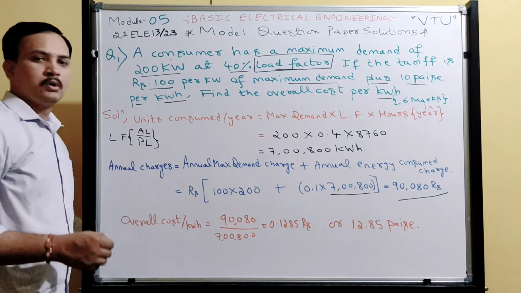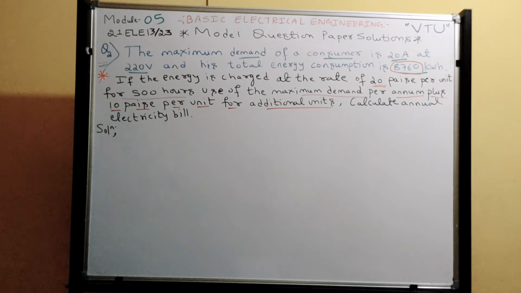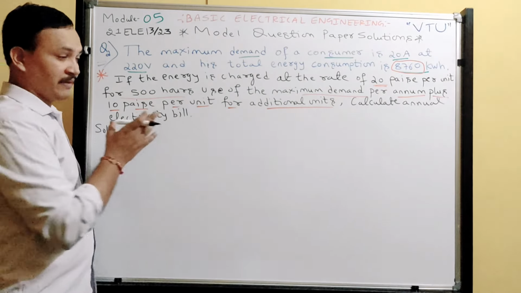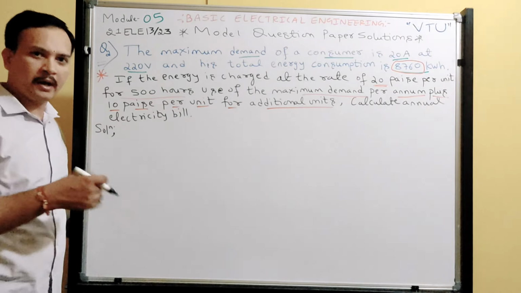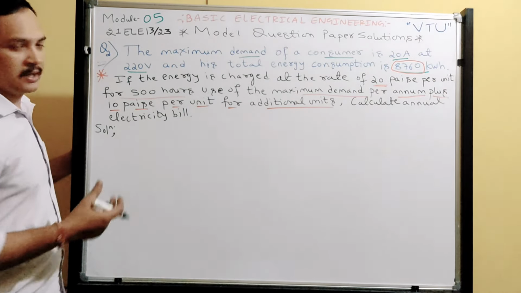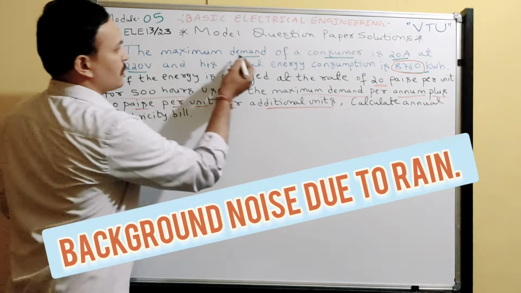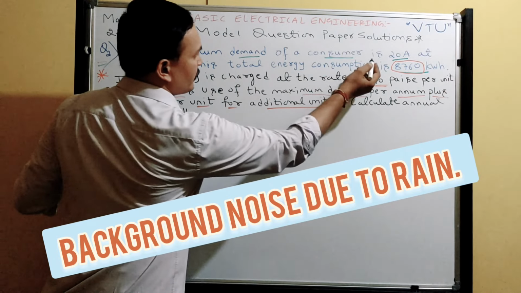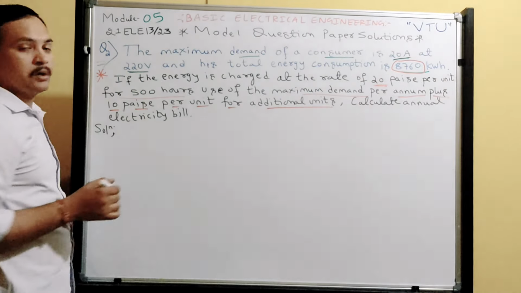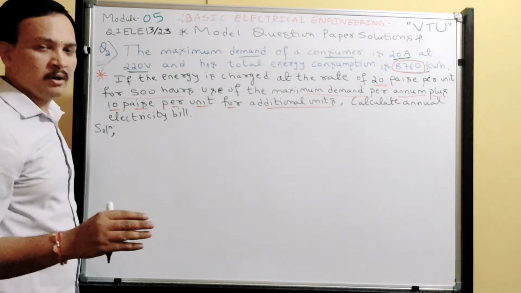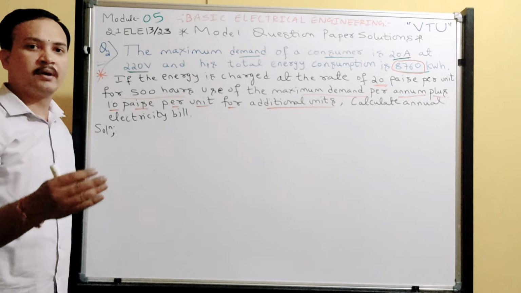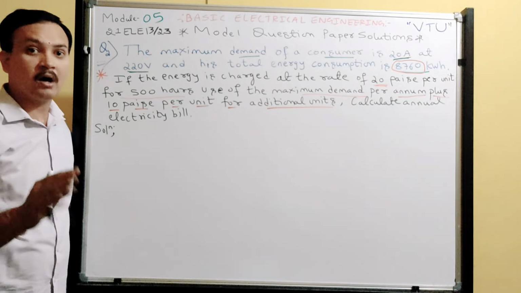Okay friends, now we can solve the second question, and it is very interesting and important also, and easily understandable. So we can read the question. The maximum demand of a consumer is 20 ampere at 220 volts. See, in the previous problem, they gave maximum demand as 200 kilowatt. In this problem, it is not given.